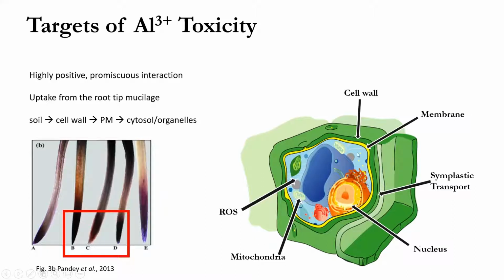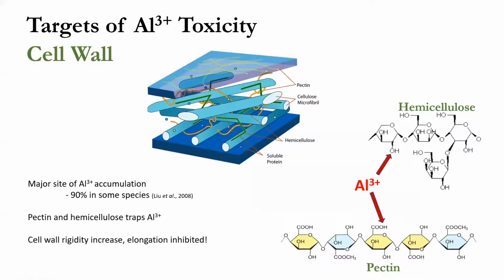On the right here is an overview list of the primary targets we'll talk about today, which is by no means exhaustive. So first, cell wall, plasma membrane, and symplastic transport. Then we'll talk about oxidative damage, mitochondria, and finally, nucleus. Okay, first of all, we have the cell wall.